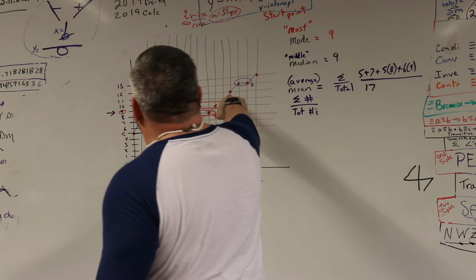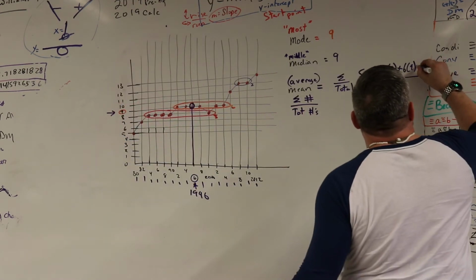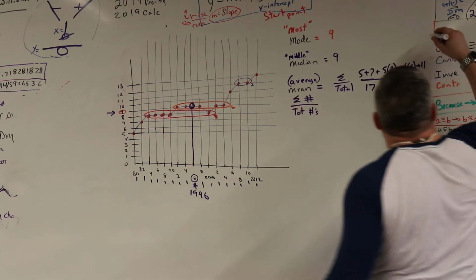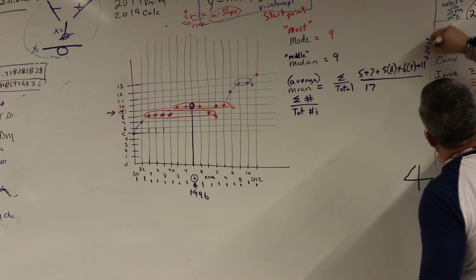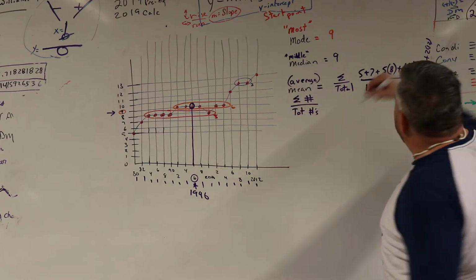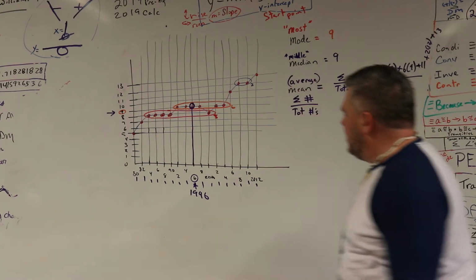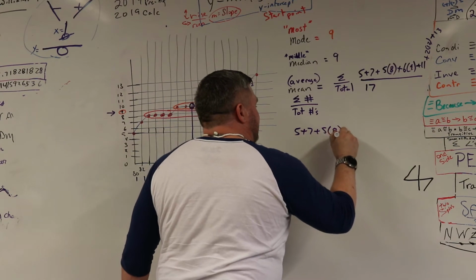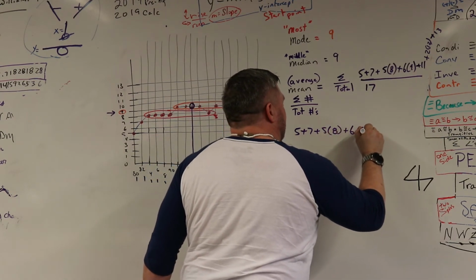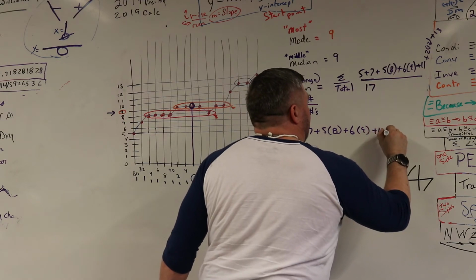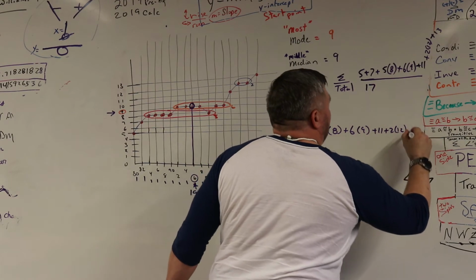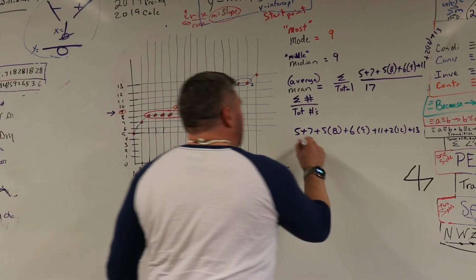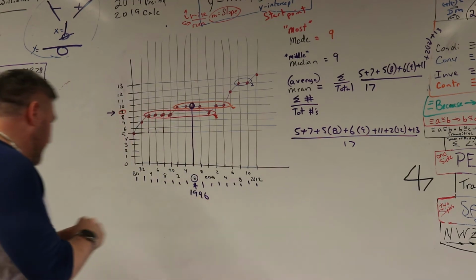And then I have an 11, right? So plus an 11. Okay, 2 12s. So plus 2 times 12, right? And then plus a 13. Plus 13. Okay? So again, that's 5 plus 7 plus 5 times 8 plus 6 times 9 plus 11 plus 2 times 12 plus 13. Okay? And that's all divided by 17.